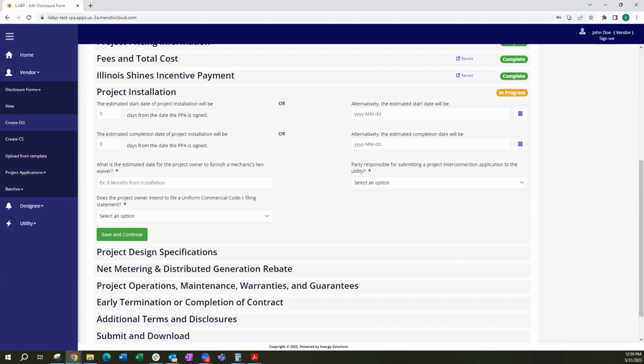You will also be required to provide the estimated date for the seller to furnish a mechanic's lien waiver and select which party is responsible for submitting a project interconnection application to the utility. You must also indicate if the owner intends to file a UCC-1 filing.